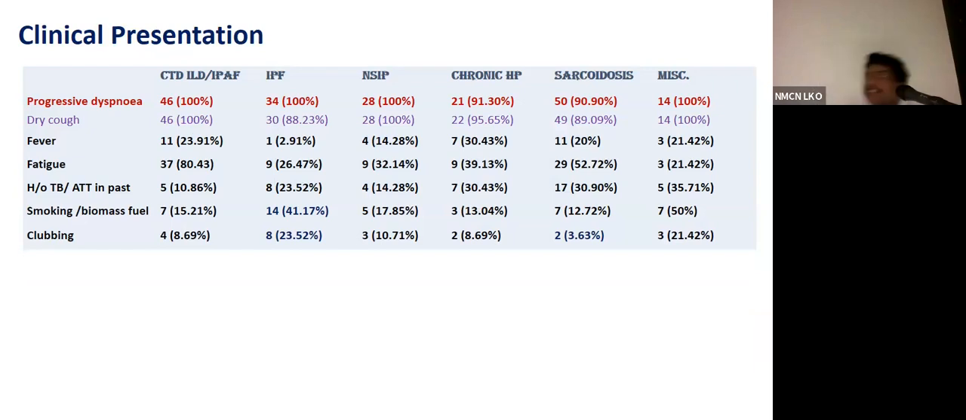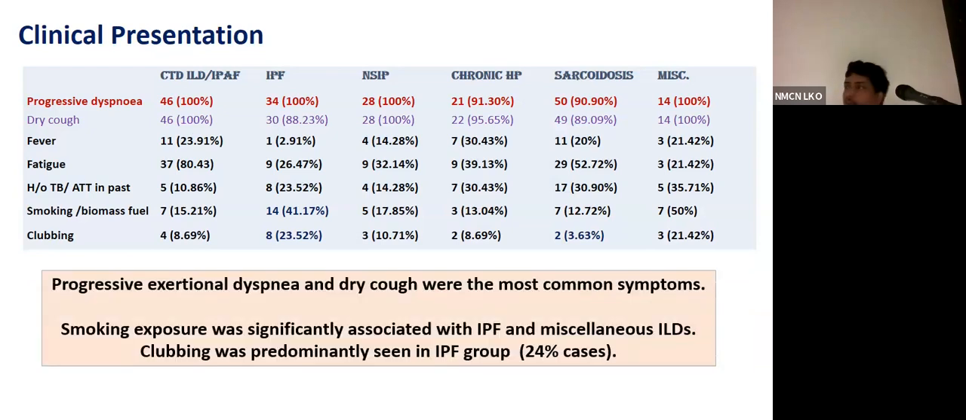Now, coming to assessment of clinical presentation. On evaluation, we found that progressive exertional dyspnea and dry cough were the most common symptoms and were significantly present in all the subtypes. Smoking exposure was significantly associated with idiopathic pulmonary fibrosis and miscellaneous ILD. Clubbing was predominantly seen in the IPF group, in around 24% of cases.